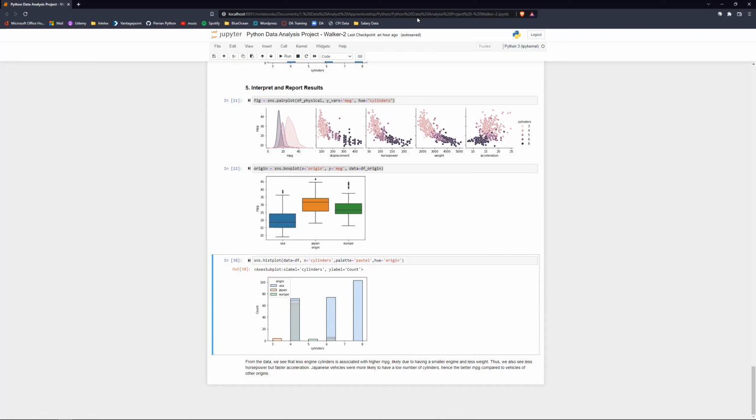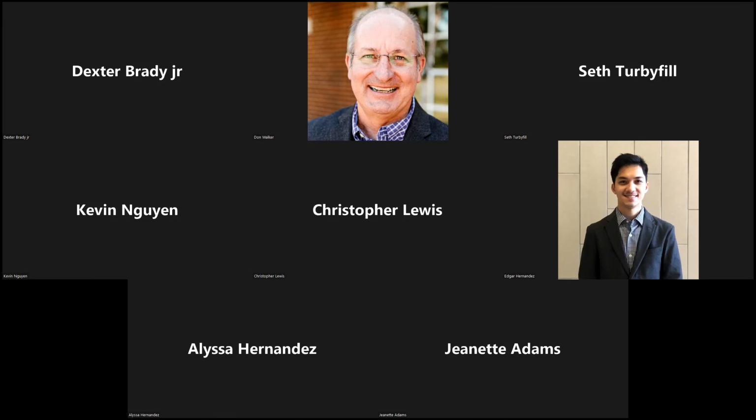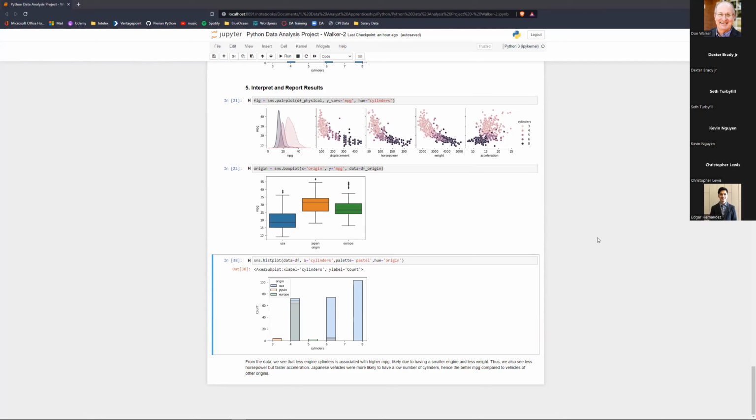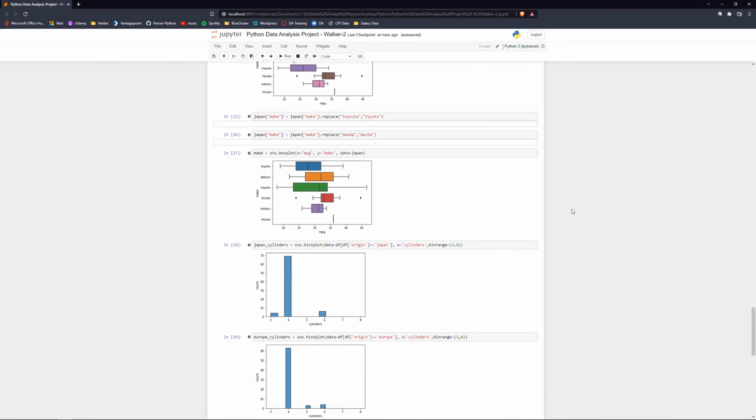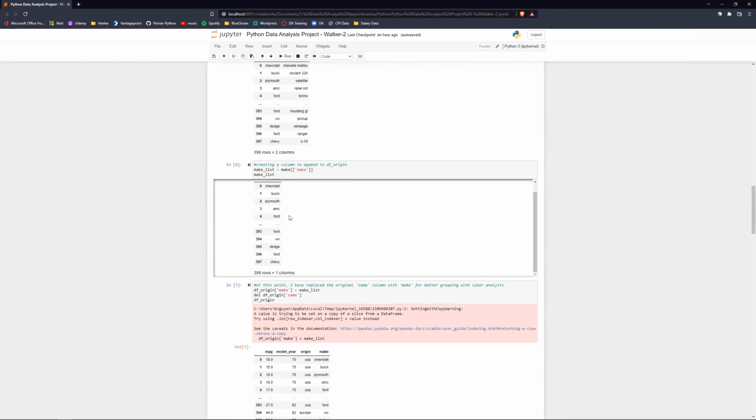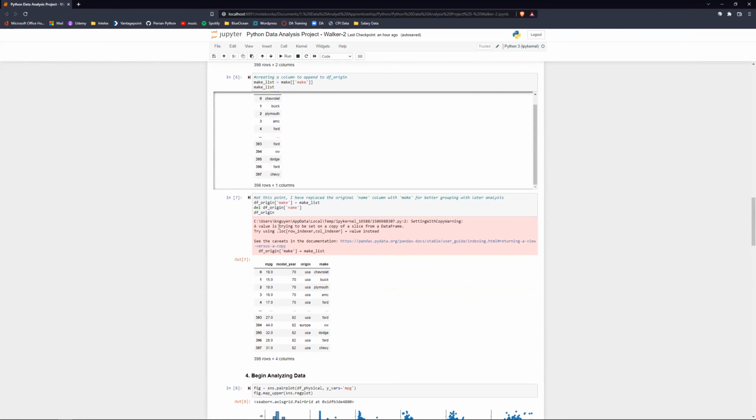Cool. Any questions for Kevin? I didn't have any questions, but I think that error he was getting was the same one that I was getting. The slicing error: a value is trying to be set on a copy of a slice from a data frame. I didn't really understand what that meant, but it did what it was supposed to, so I just ignored it.